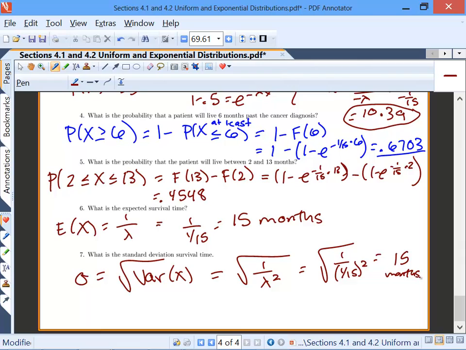So, questions about the exponential distribution? Is the expected value and the standard deviation always going to be the same? Yes. You'll notice here, the variance is defined as 1 over lambda squared, but if the variance is 1 over lambda squared, then the standard deviation when you take the square root is always just 1 over lambda, which means that the standard deviation and the expected value will always be the same for the exponential distribution, which is kind of interesting.